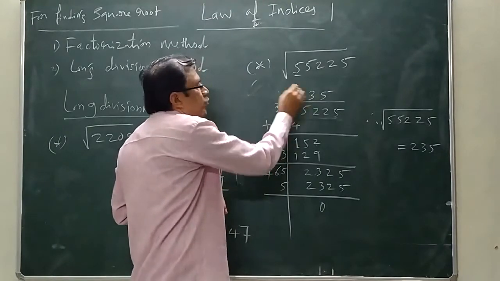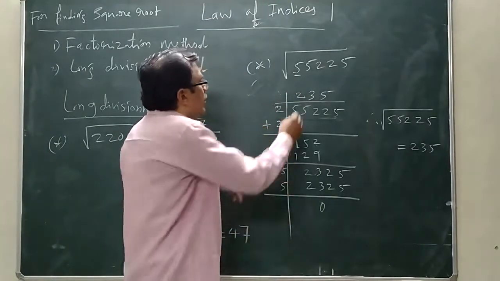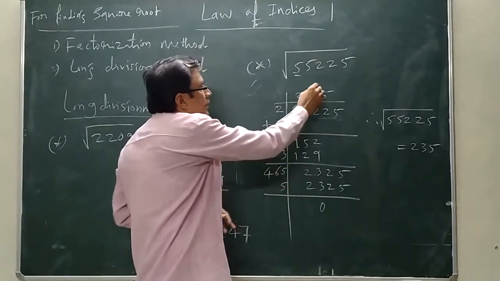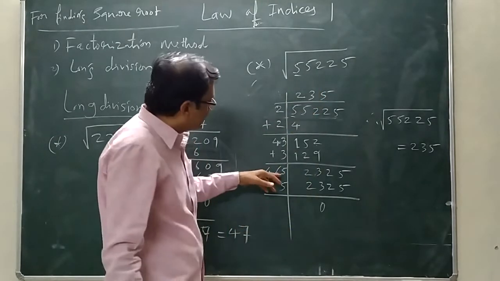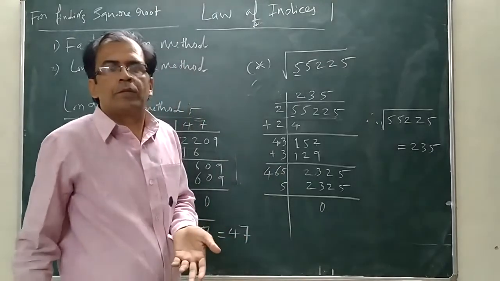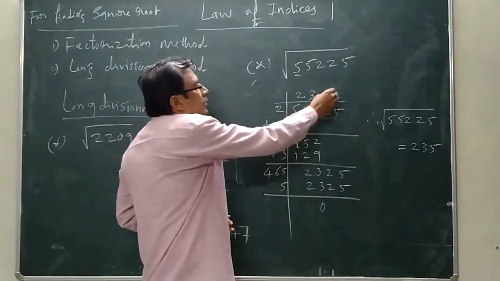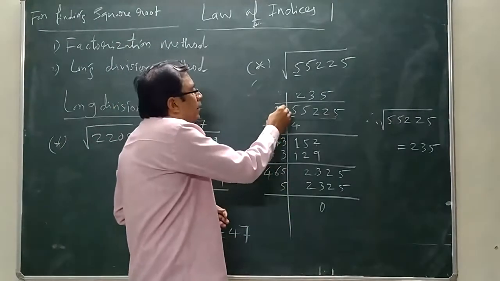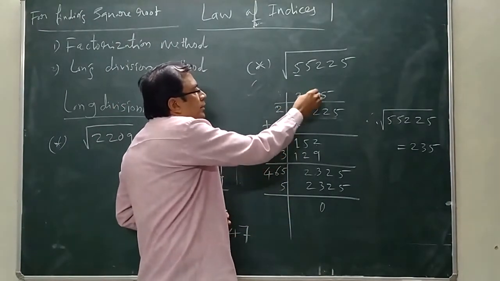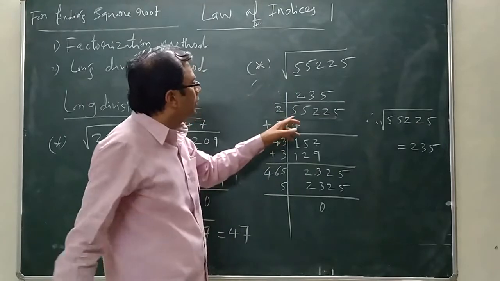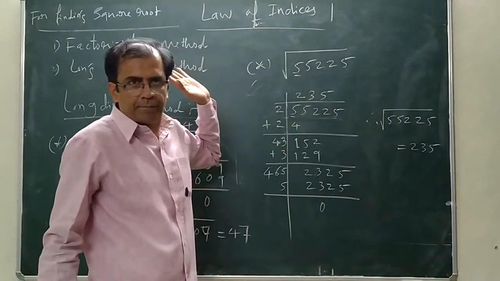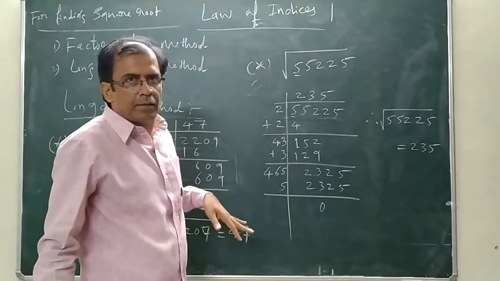How it comes means, when you start taking these single numbers, you have to start writing the same here also. First you have taken 2, you have written 2 here. Next you have taken 3, you just write 3 here. And next you have taken the 5, you write the 5 again here. So that means the square root of 55,225 is 235. This is how you are getting it.